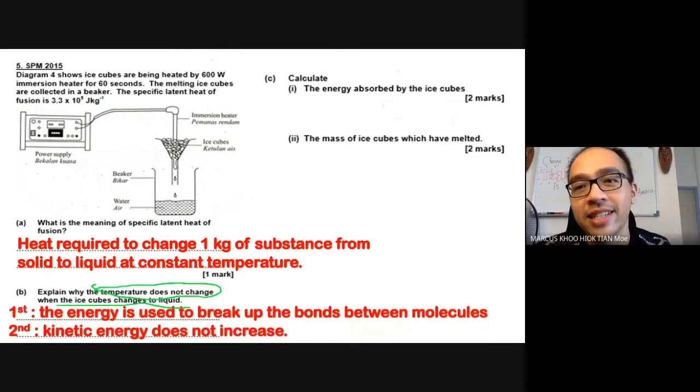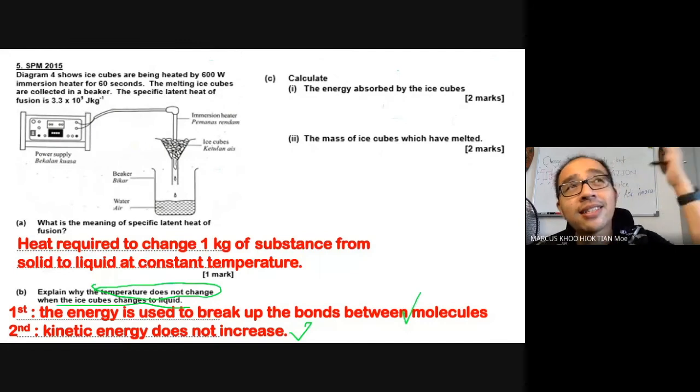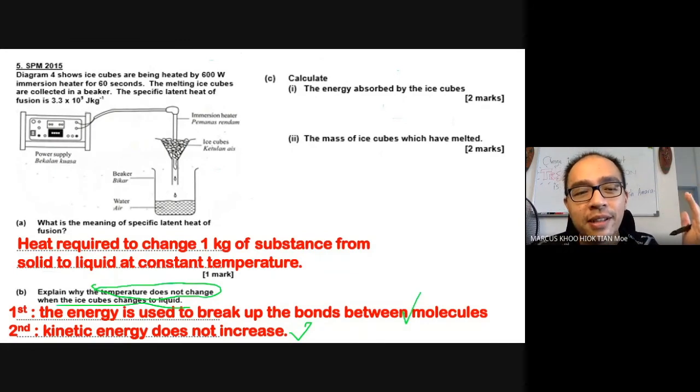It's because the kinetic energy does not increase. Actually the first one is good already, you did very well on the first one. But I suspect this is a 2-mark question, so you need to talk about the kinetic energy as well. The kinetic energy does not increase, that's why there is no temperature change. The point I have been saying all along: the kinetic energy has to do with the temperature of the substance. The higher the temperature, the higher the kinetic energy of the molecules, until it flatlines. Then we're talking about breaking up the bonds between the molecules.